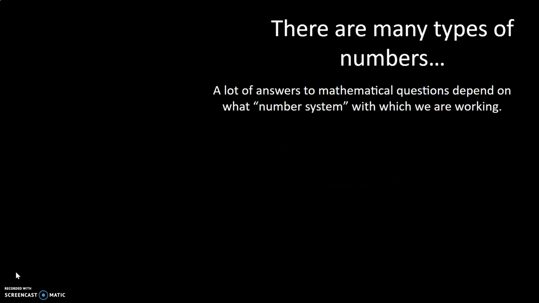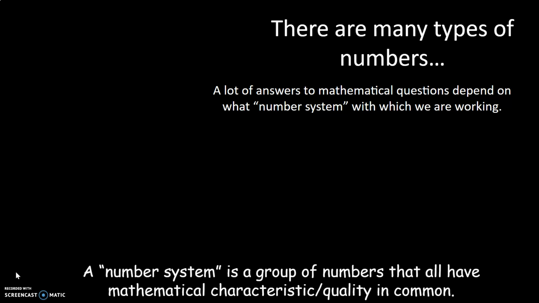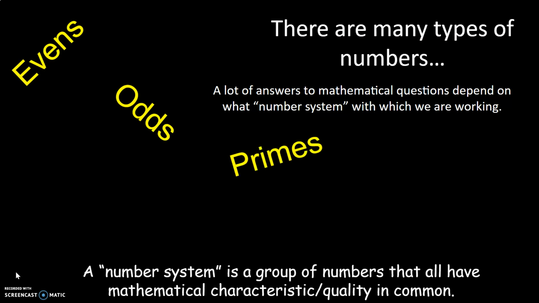So what this is really saying is that there are many types of numbers, and a lot of answers to mathematical questions depend on what number system we are working with. So in this scenario, a number system is a group of numbers that all have a mathematical characteristic or quality in common. So one number system could be even numbers. They all are able to be divided by 2. Odd numbers are all numbers that aren't able to be divided by 2.